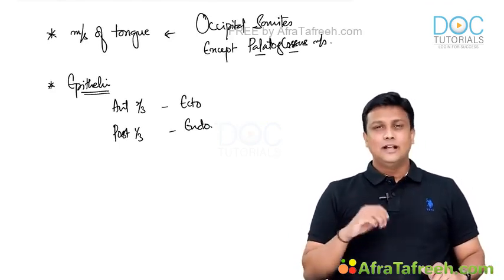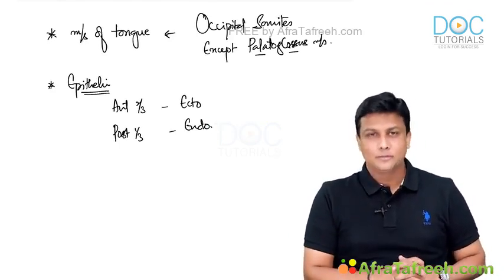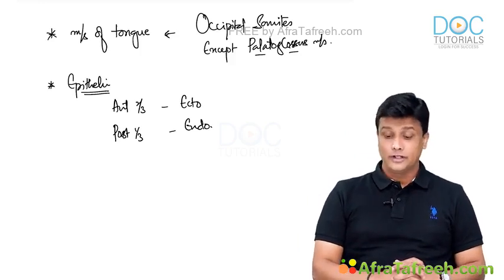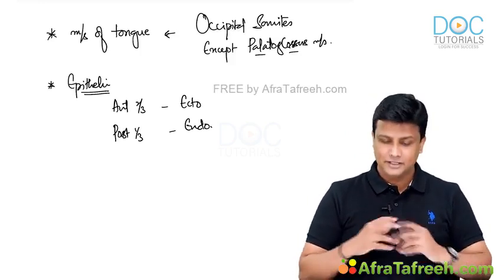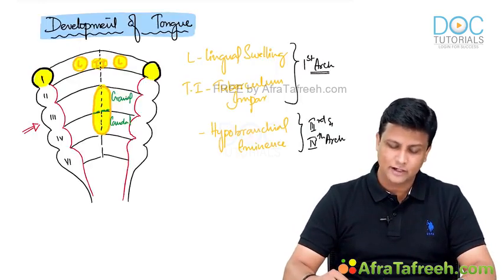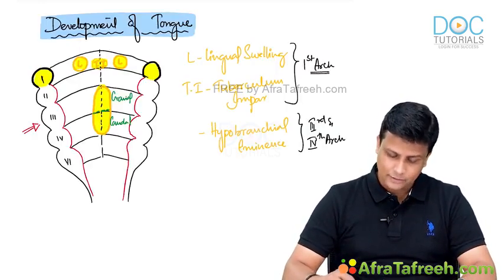So the epithelium covering the anterior 2/3 of the tongue is derived from the ectoderm, whereas the epithelium covering the posterior 1/3 of the tongue will be derived from endoderm. And by this we complete each and every aspect related to the development of the tongue.